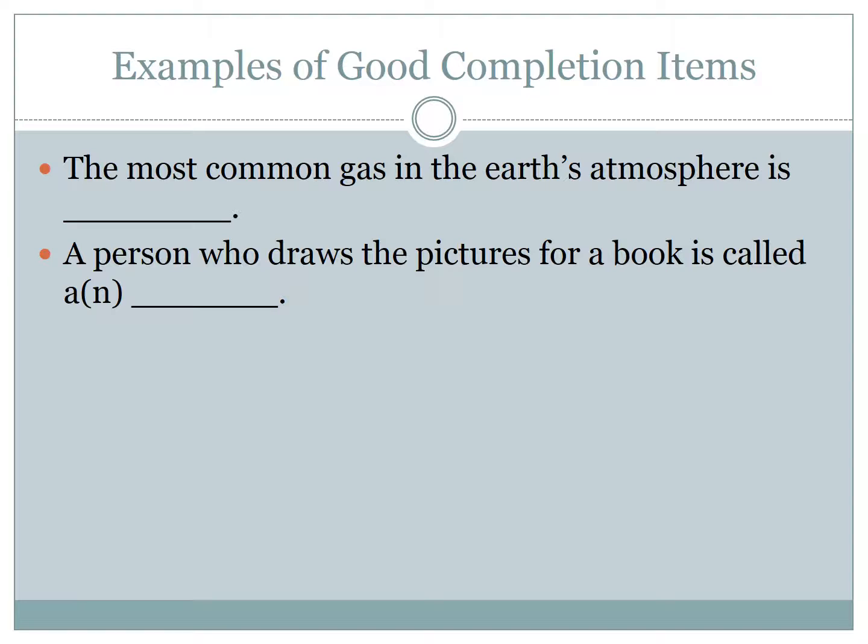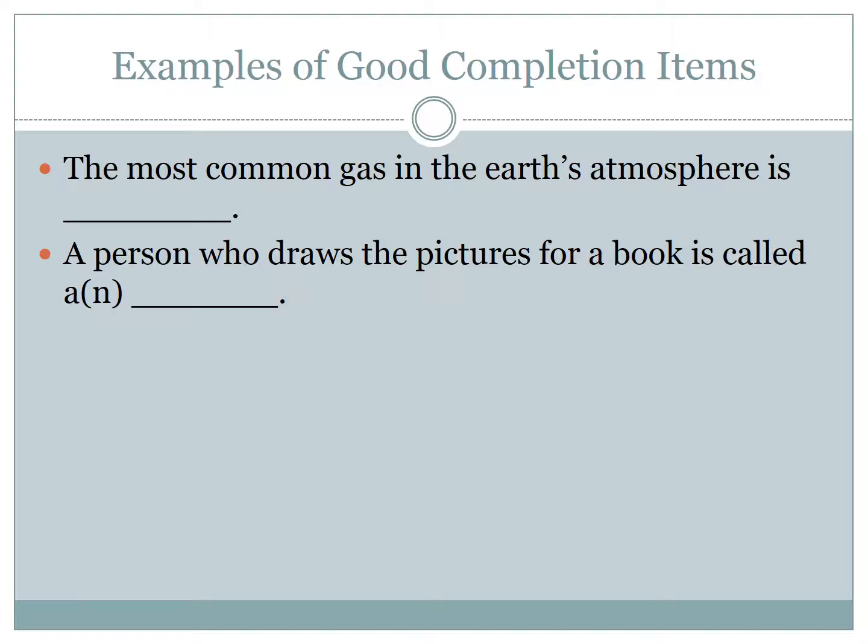Let's take a look at some examples of good completion items and think about why they might be good. The most common gas in the Earth's atmosphere is blank. You'll notice several good things about this item. First of all, it's clearly worded with words that aren't overly complicated, and the blank comes at the end of the sentence, which is generally something we encourage you to do.